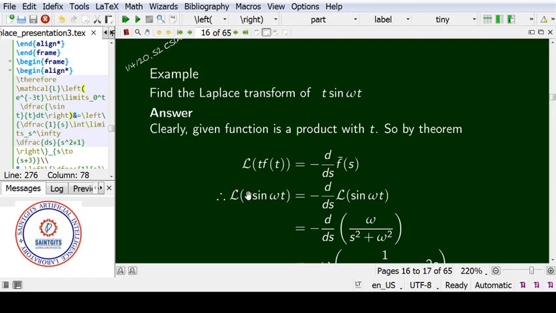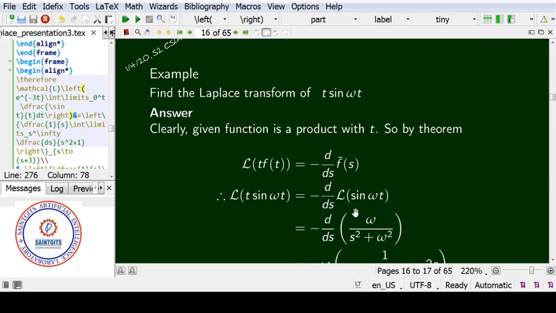That is L of sin omega t. We know multiplication by t results in the derivative, minus d by ds. Then hide t, that is the effect of multiplication by t. Now hide this t. That means the effect of t is here, minus d by ds. The remaining portion is L of sin omega t.